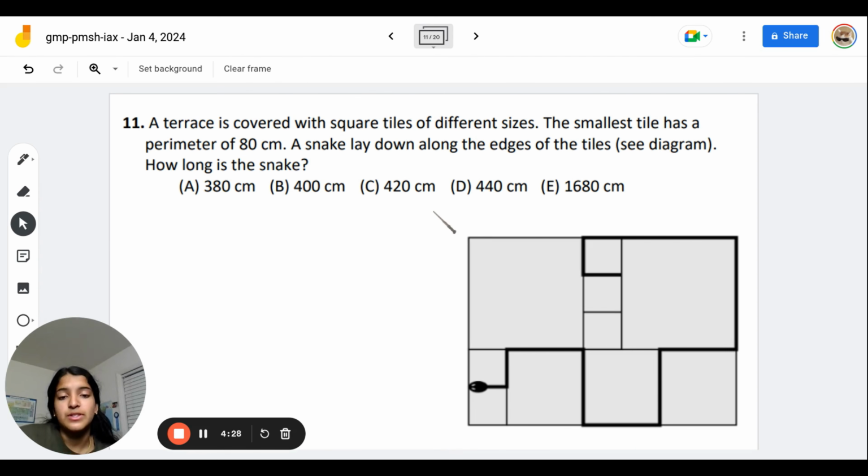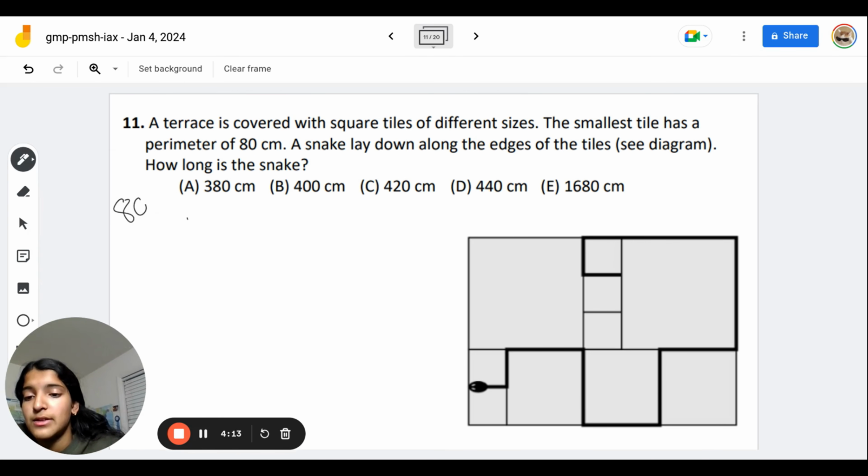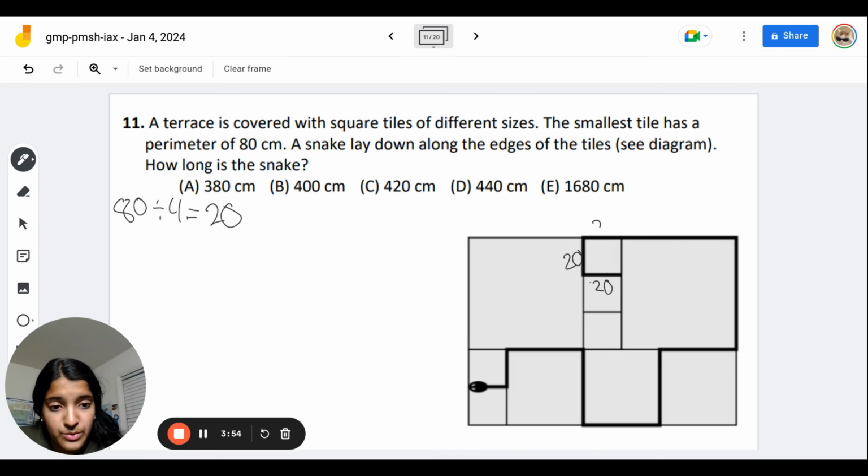To find the perimeter, since it's a square, we know all the sides are the same. So 4 sides with the same exact value will equal 80. So you would figure out 80 divided by 4, and 80 divided by 4 is 20. So we know that one side of this tile would be 20. We have one side here, so that's 20 over here. We have 20 over here. We have 20 over here.